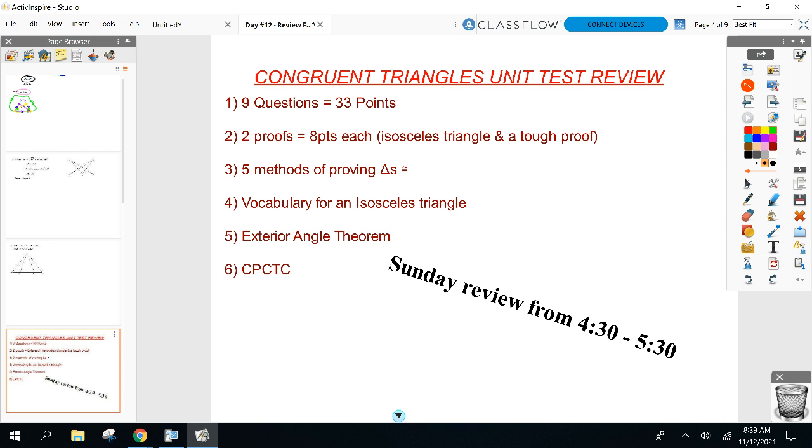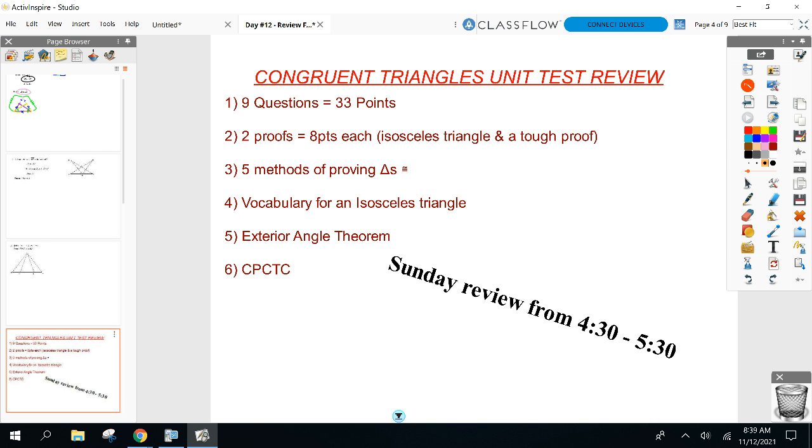Quarter one's done. Today you got your grade, and I'll be asking for that once I add in last night's homework. There's going to be 2 proofs, 8 points each. And guys, I'm going to tell you what the proofs are. One's going to deal with an isosceles triangle. It could be given it's isosceles or prove it's isosceles. Who knows? I'm not going to give that much away.